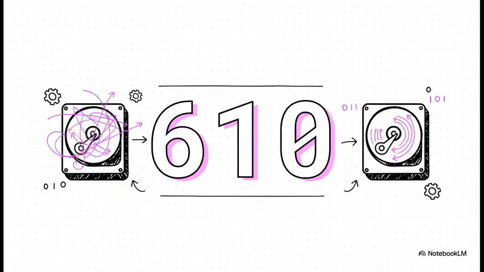So, what's the grand total? A whopping 610 cylinders of movement. Just back and forth, back and forth. So remember that number, 610. That's our baseline. That's the score to beat. And honestly, it shouldn't be too hard.